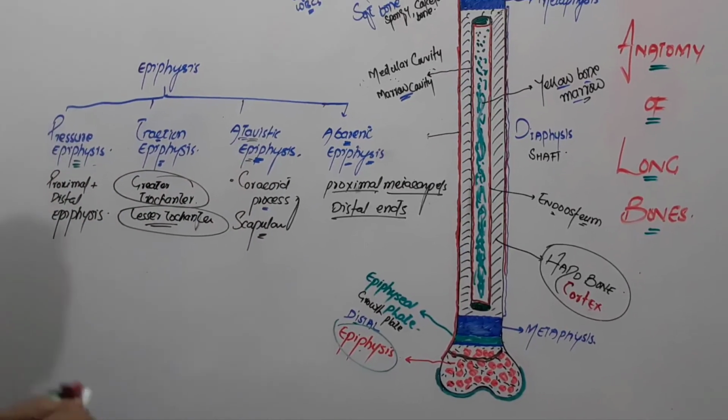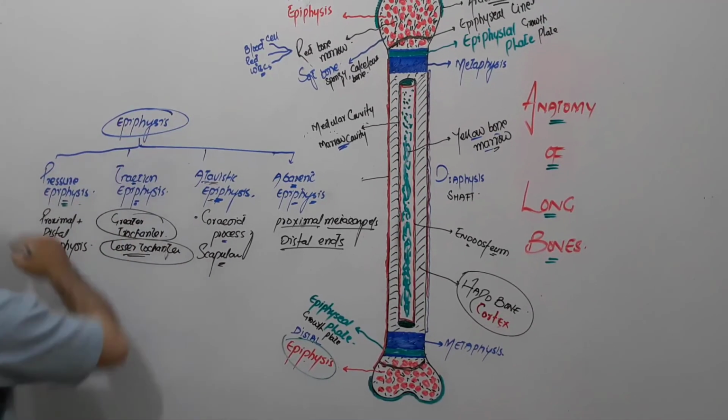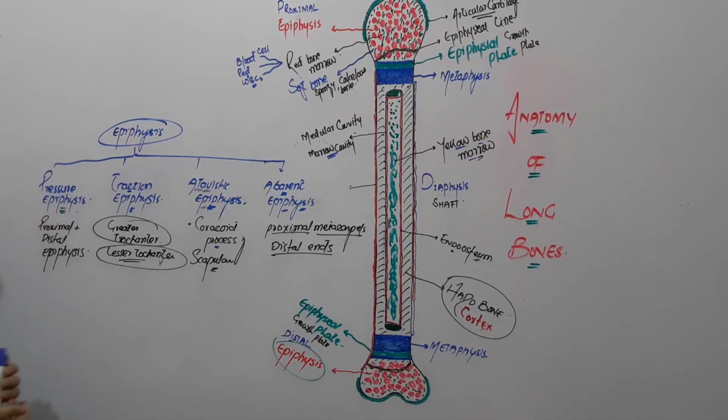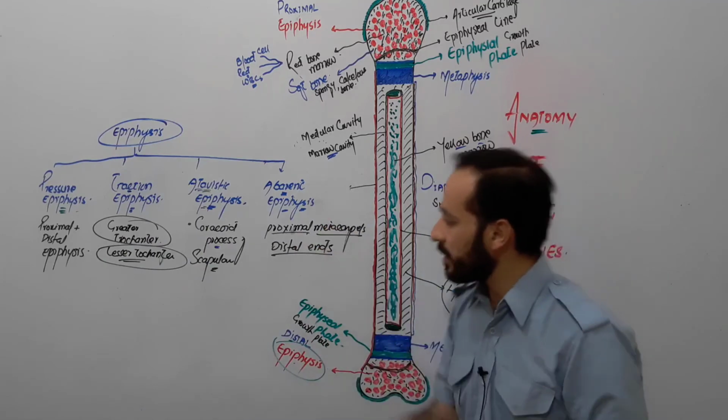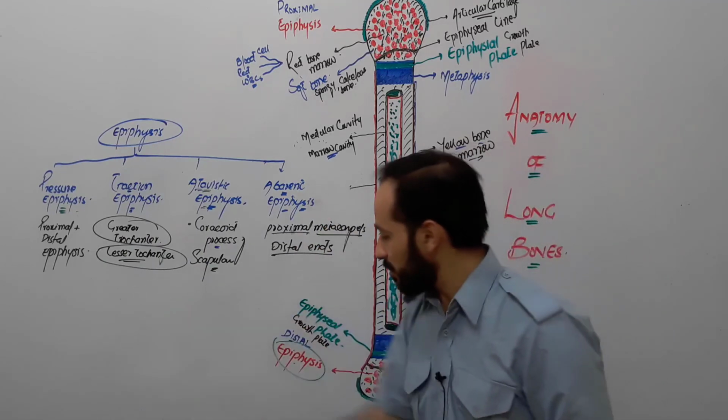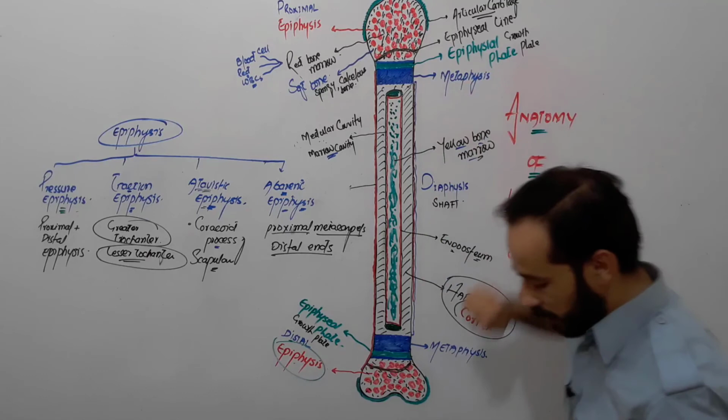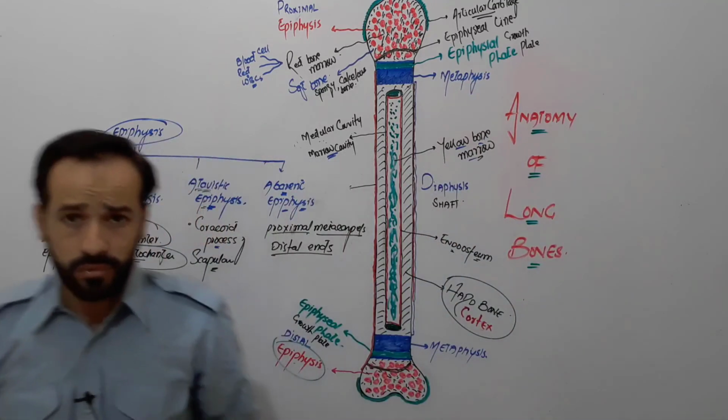So how many types of epiphyses do you have? You have four types of epiphyses, right? The pressure epiphysis, traction epiphysis, atavistic epiphysis, and the aberrant epiphysis, and all the examples of each. So my dear friends, this was about the anatomy of long bones.